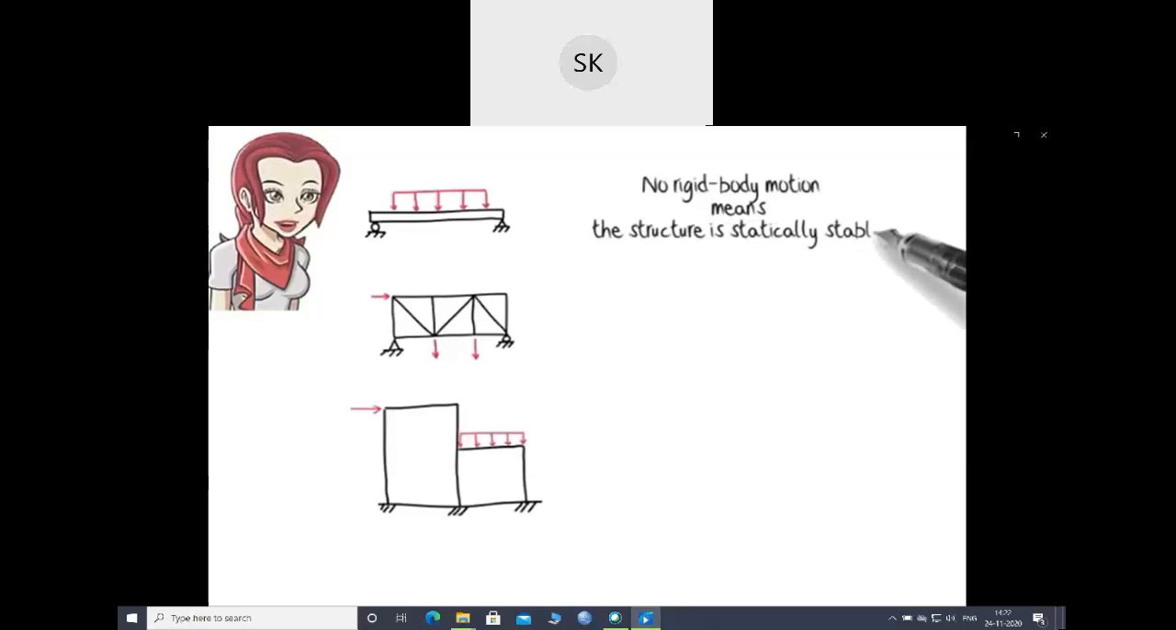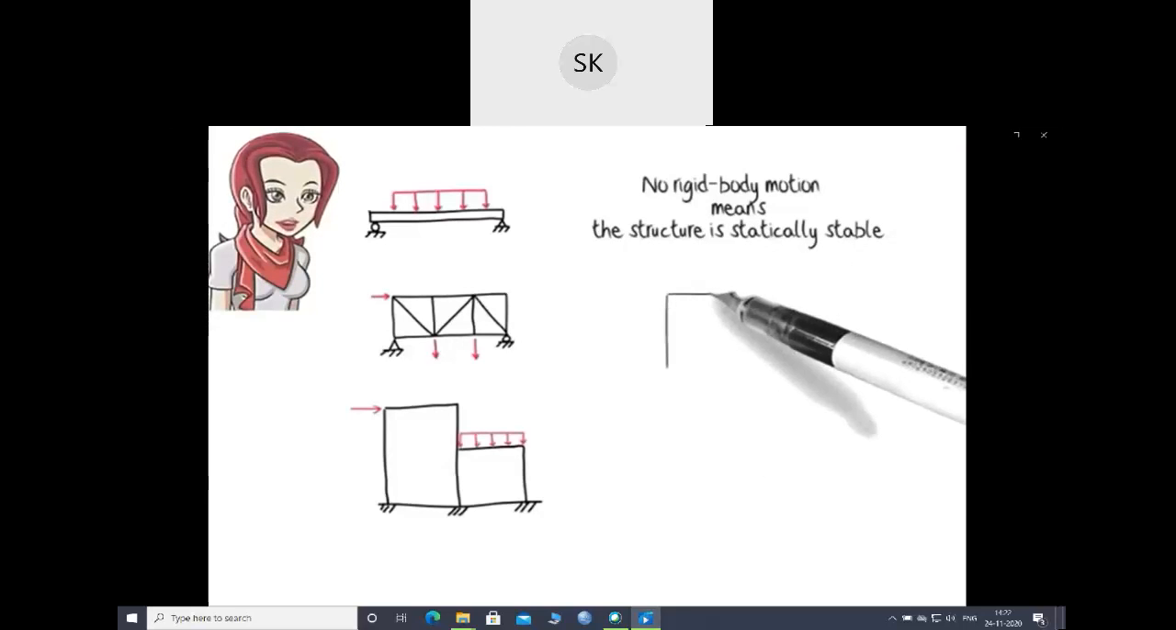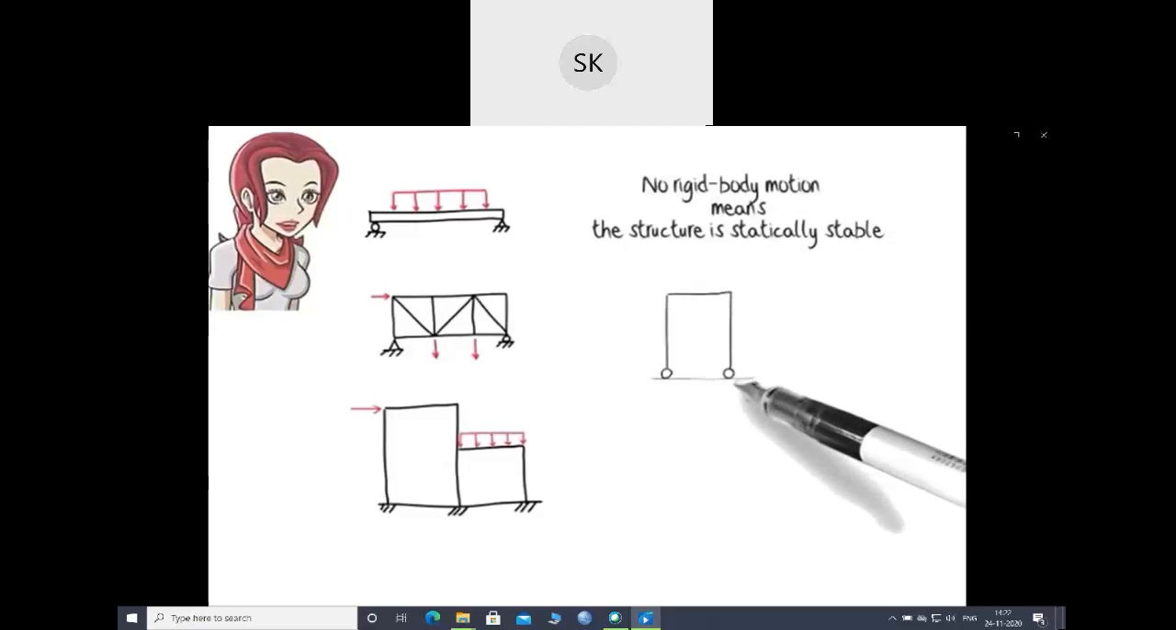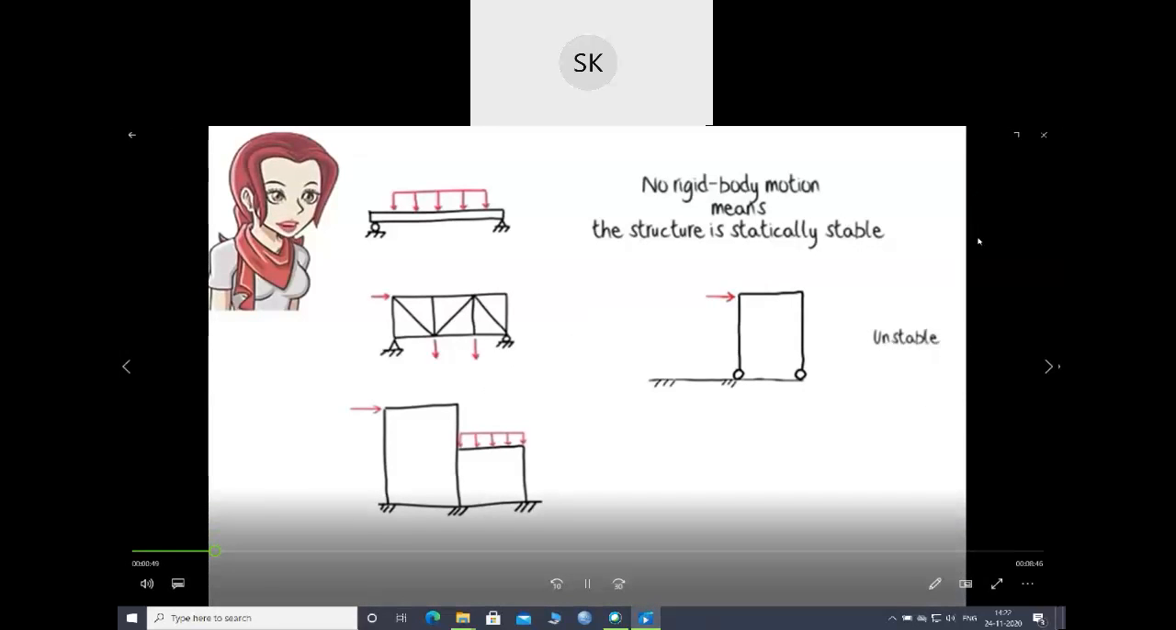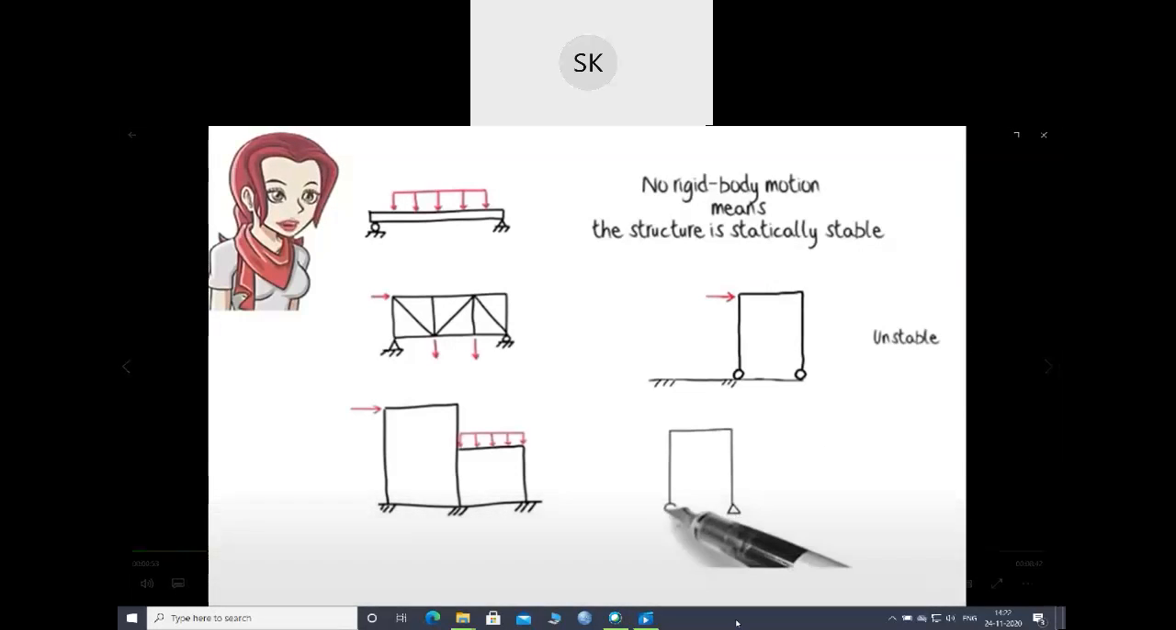Consider a simple frame structure supported by two rollers. If we apply a horizontal load to the frame, it starts rolling horizontally on the support surface. The structure undergoes rigid body motion. Therefore, the frame is said to be externally unstable. If, however, we replaced one of the rollers with a pin support, the structure becomes externally stable, as the pin prevents the rolling of the frame on the support surface.